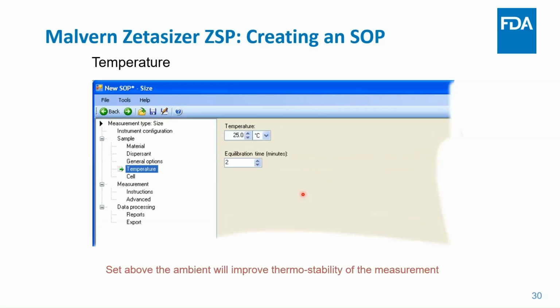So again, and then there's the temperature setting. Obviously, they need to be controlling the temperature and reporting it.